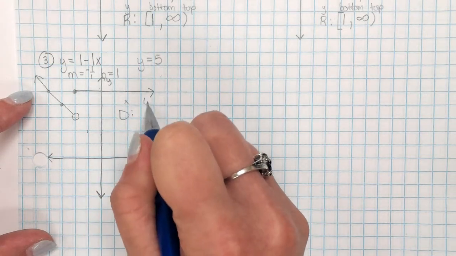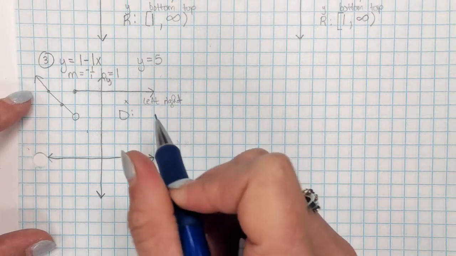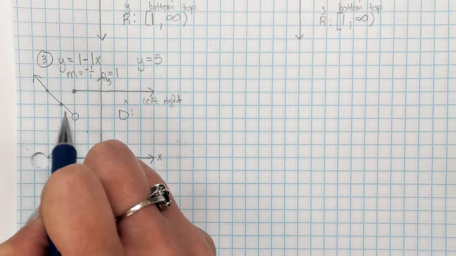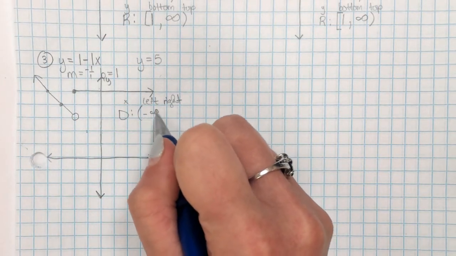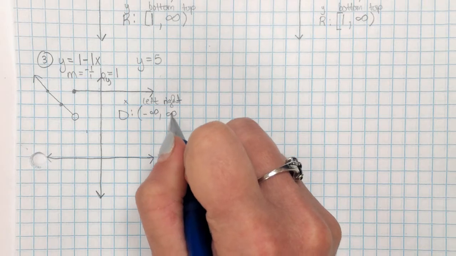Domain are the x's from left to right. Alright, do you see a graph that's going to the left? You don't want to think this guy's going up. You want to think that he's going to the left. So left is -infinity. And then this guy right here is going to the right. That's positive infinity.